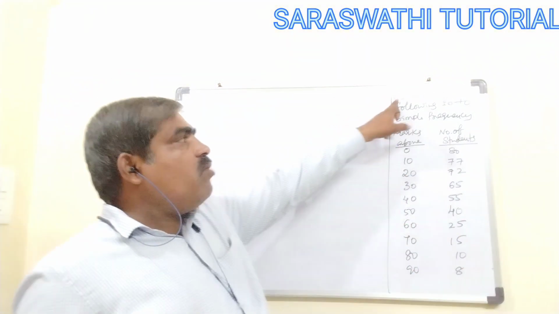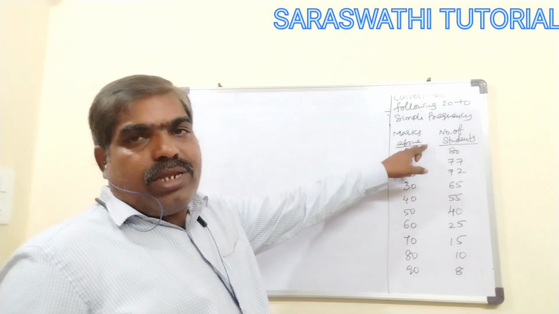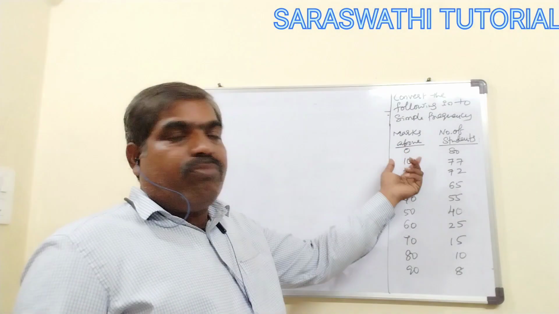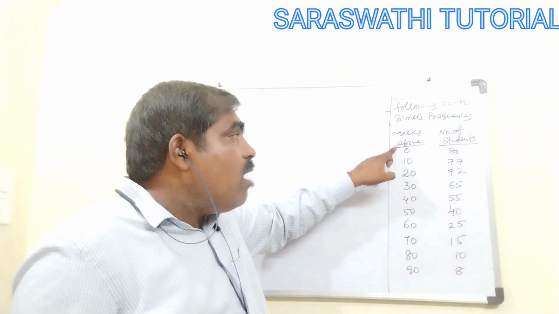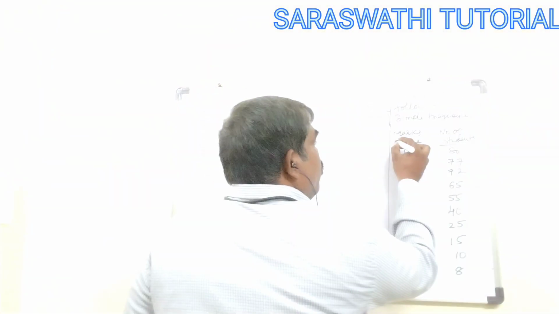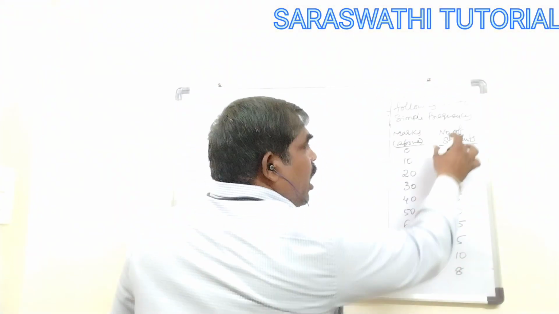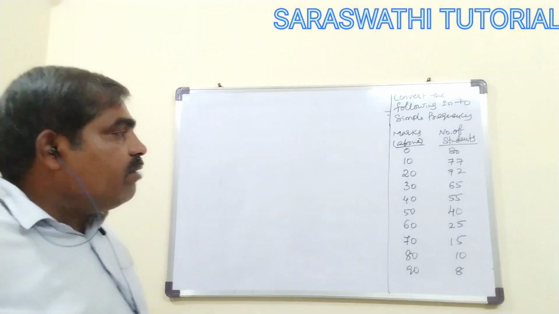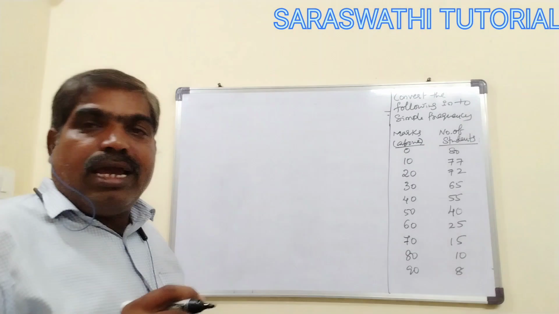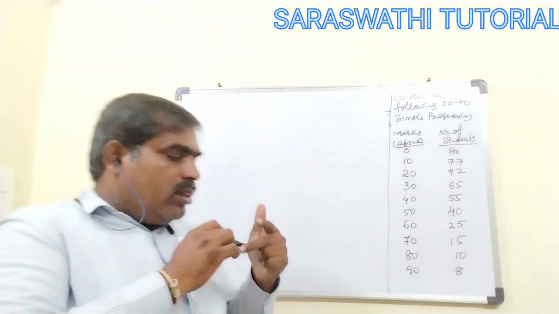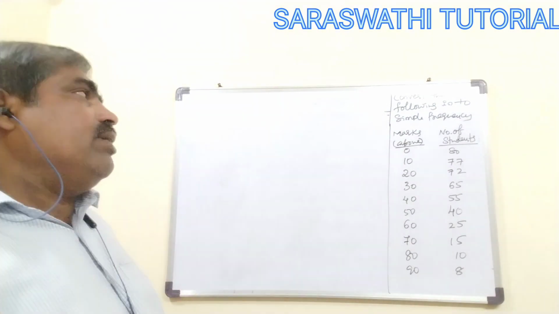The question: convert the following into a simple frequency table. Marks above, and the number of students: above 0, above 10, above 20, above 30, above 40. Here "above" is common. Marks above is common for all, 60, 70, 80 and 90. And the frequencies given are 80, 77, 72, 65, 55, 40, 25, 15, 10 and 8. These are the cumulative frequencies. How are we calculating the simple frequencies?